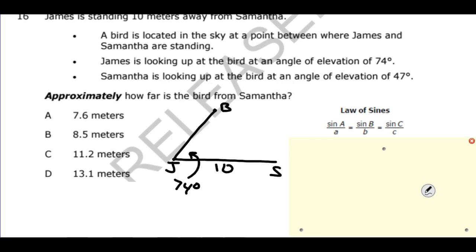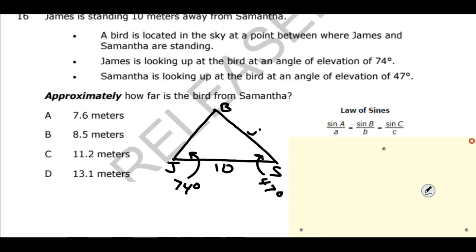Samantha is looking up at the bird at an angle of elevation of 47. Now that doesn't look like 47 degrees, but we don't even care. We're going to let the numbers do the talking, not what it looks like. So we need to find out approximately how far the bird is from Samantha. That's this one. We'll call it little j, just because it's opposite the j angle. That's what we want to find.